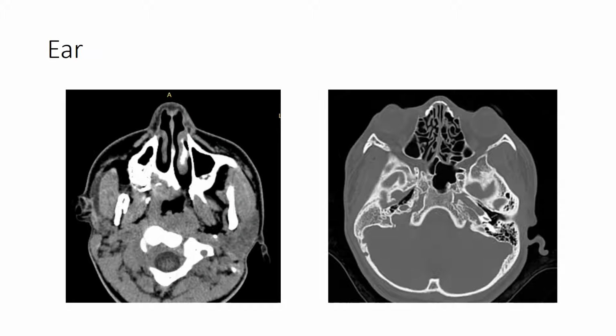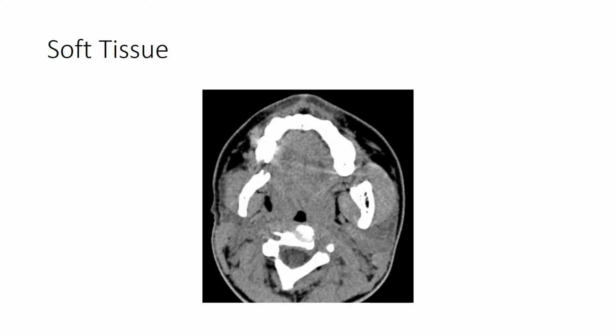This patient's ear on the right was malformed as well as malpositioned, and there was no external auditory canal, but there were at least some middle ear structures present. This slide demonstrates the patient's soft tissue deficit, which included both subcutaneous soft tissues which were deficient as well as the masseter muscle, which was deficient as well. Compare this to the opposite side.